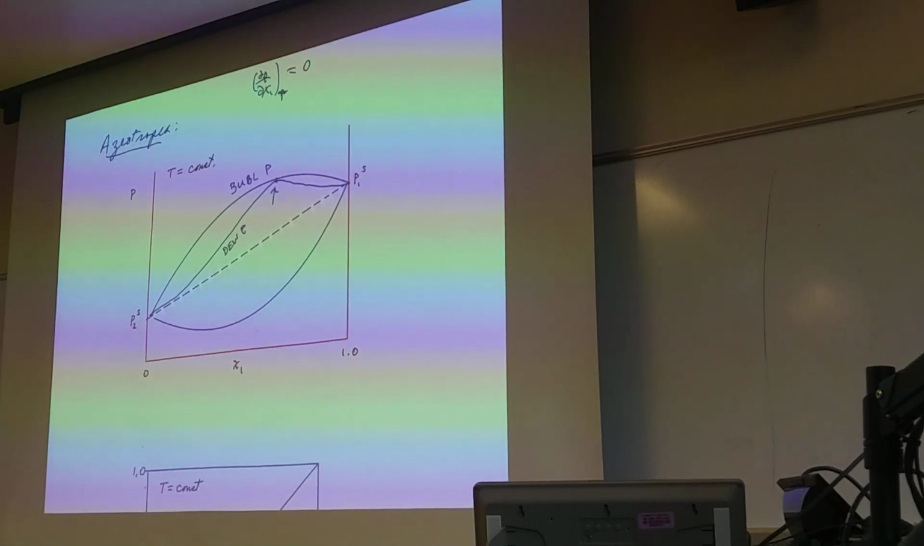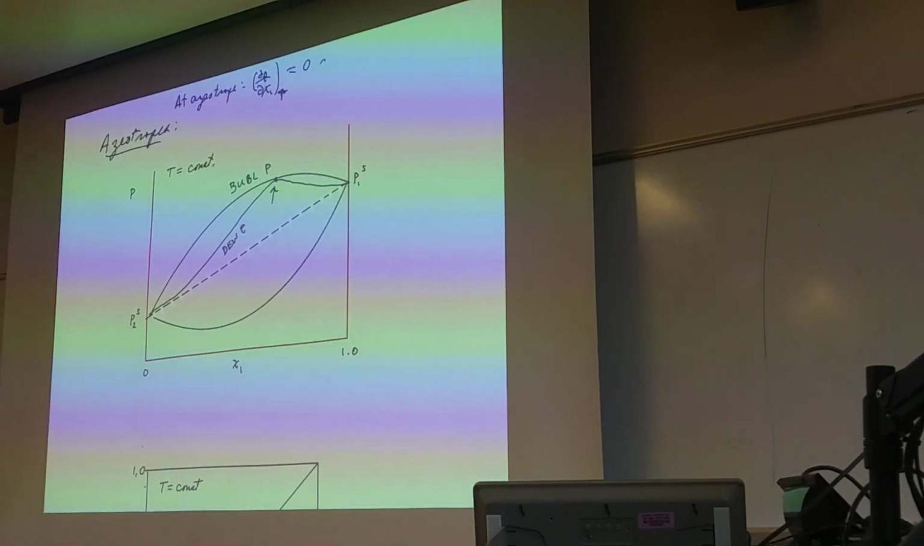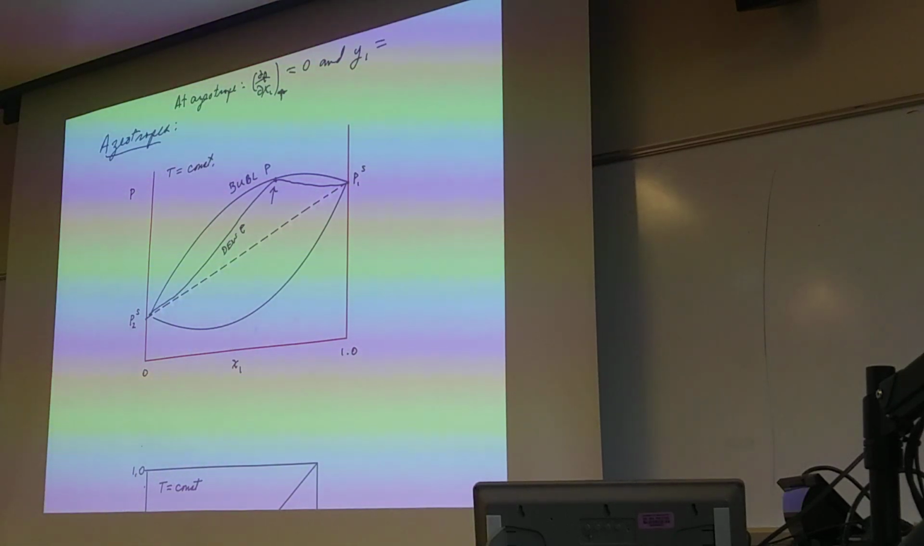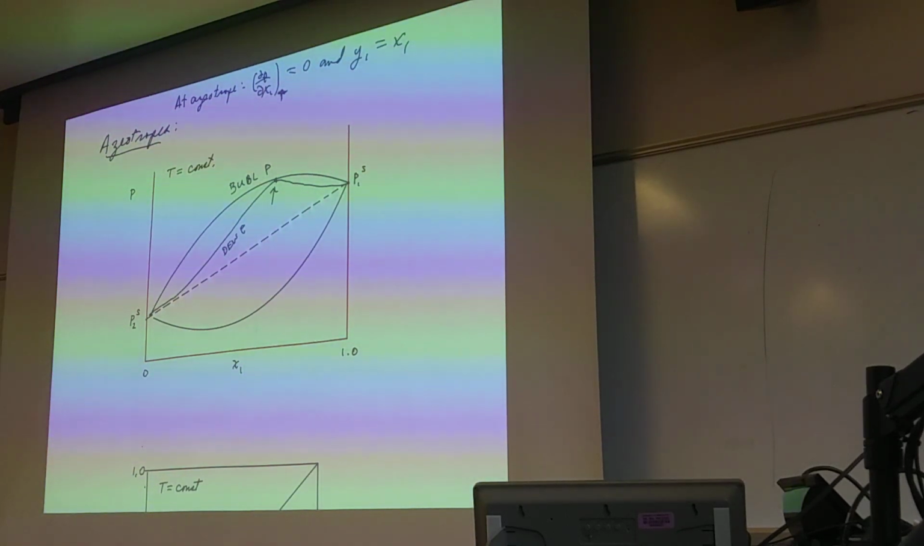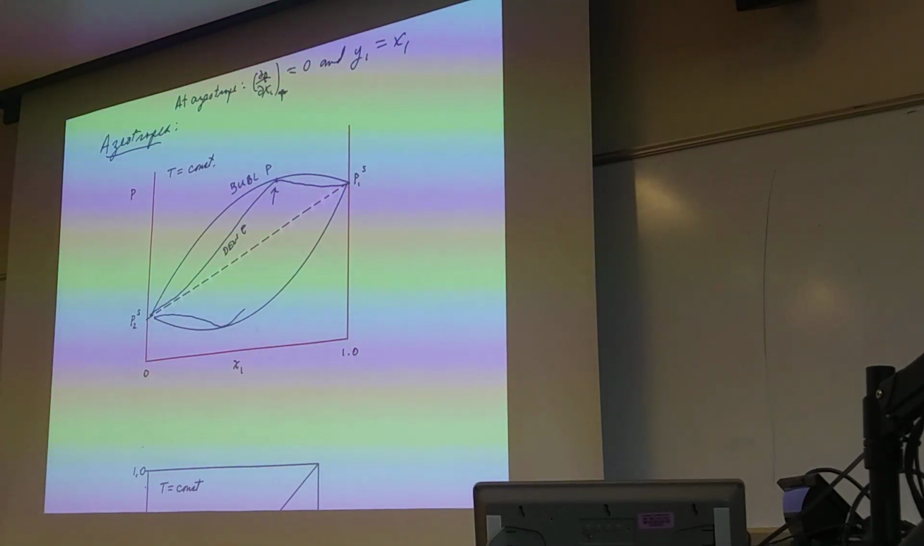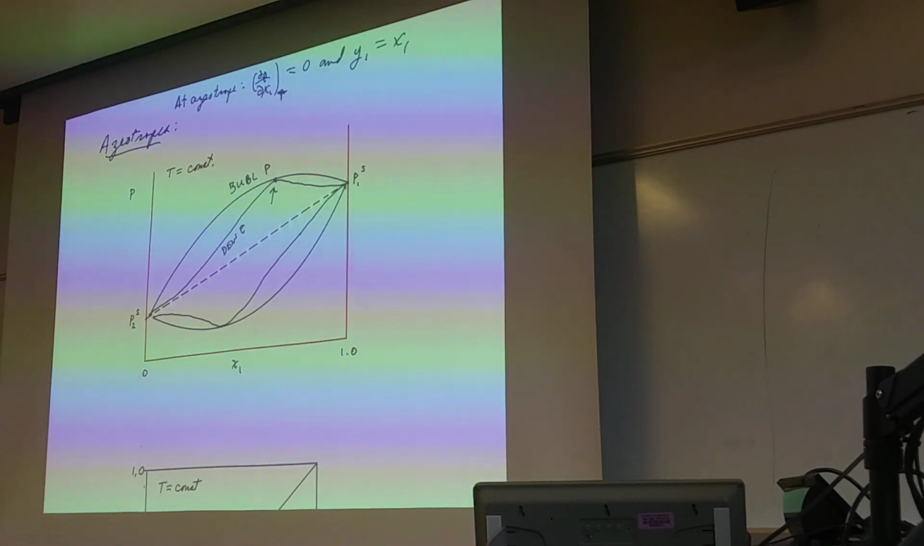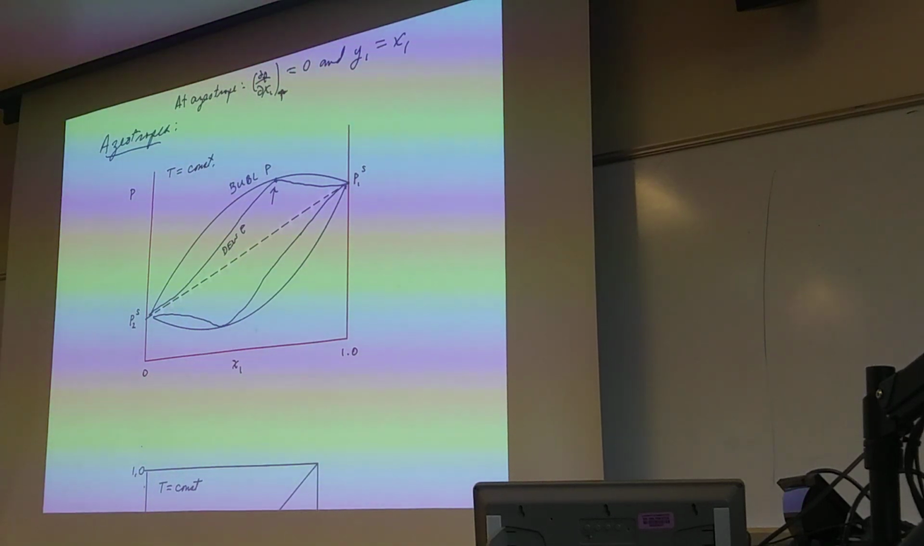So another thing is, at the azeotrope, y1 equals x1. And that fact is often used more often as a defining equation for the existence of an azeotrope. That is a point where the liquid and vapor compositions are the same. I would have a similar thing going on down here if I drew the curve in. It would look something like this, and this would be for negative deviations.